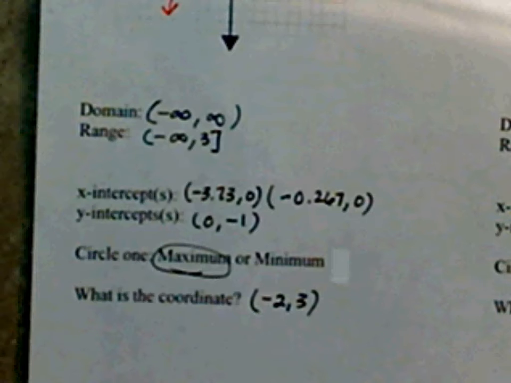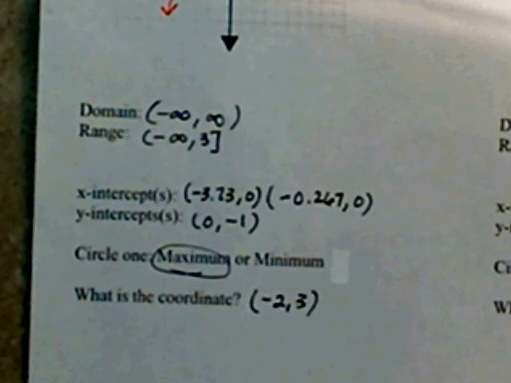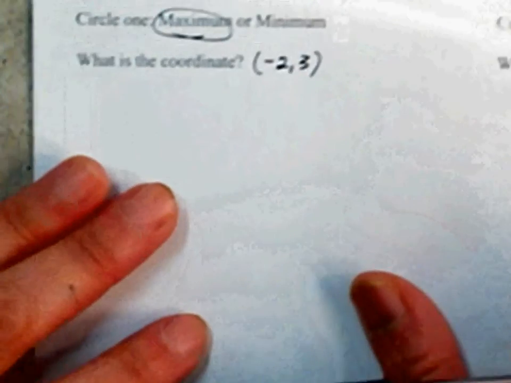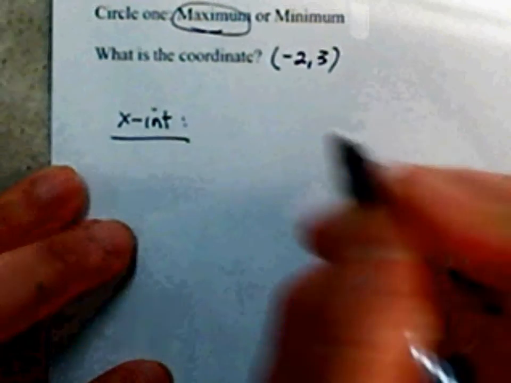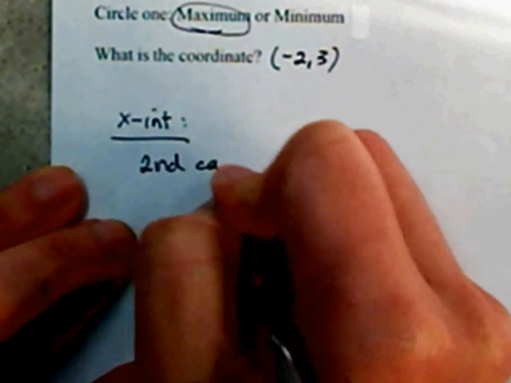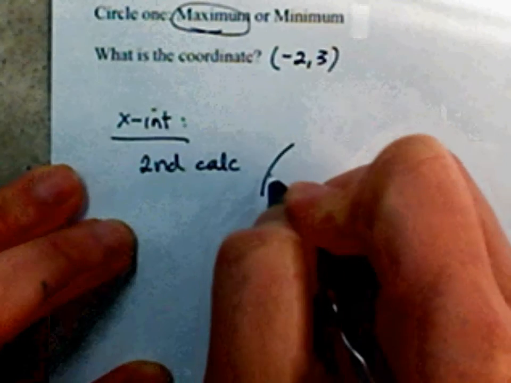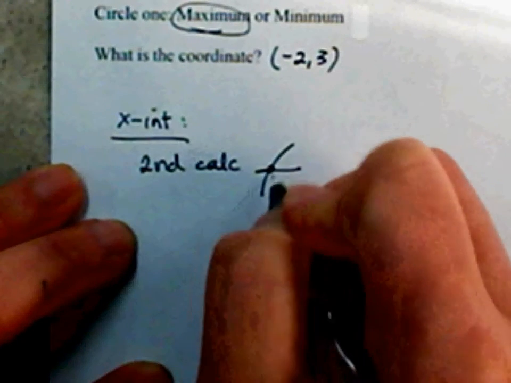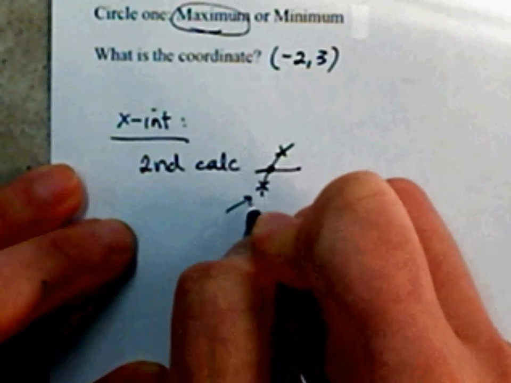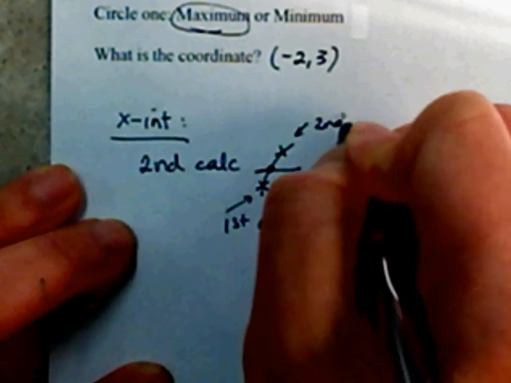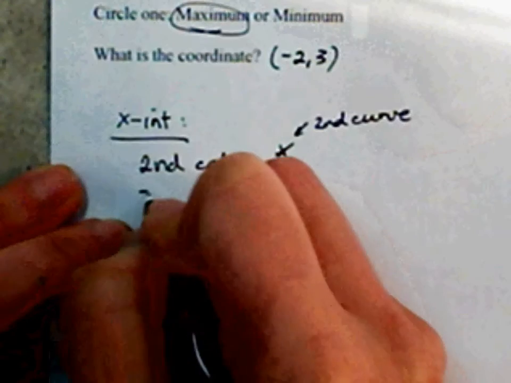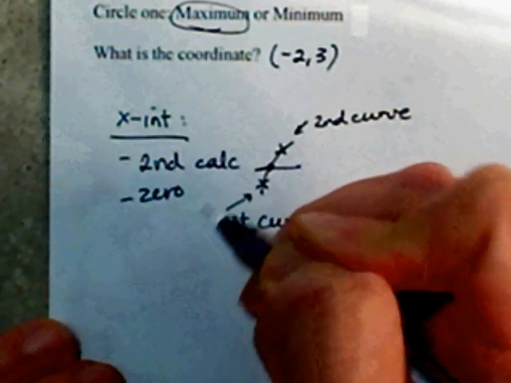I'm going to go a little faster on number 2. Okay? Some of you might want to write your steps down. Remember, here's something that you might want to write down. Here are your steps. X-intercept. Okay? Go to second calc. Say you're looking for this point right here. This is your first curve. This is your second curve. And you want to go to second calc and 0. You might want to write that down.